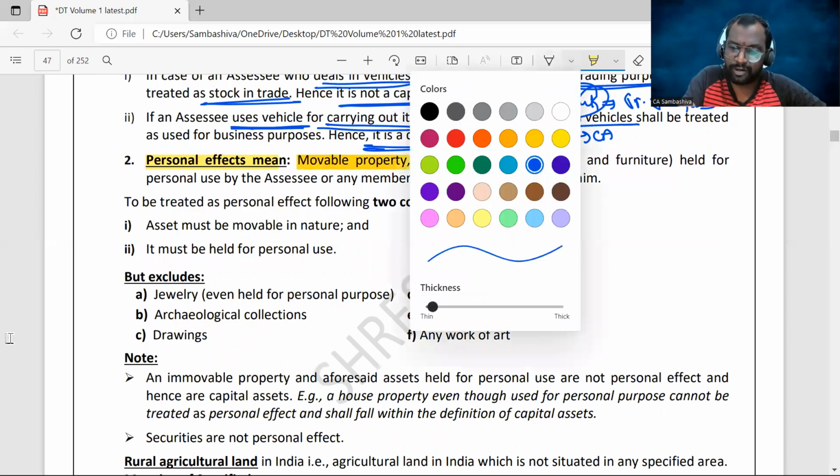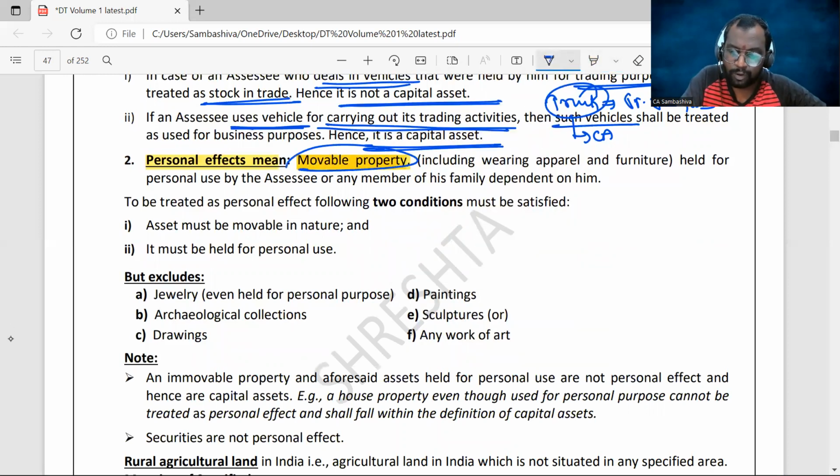So clearly it mentions movable property, and only movable properties come under personal effects. Then what about immovable properties? Immovable properties are out and out capital assets. Whenever you find an immovable property, it's a capital asset. But again, it purely depends upon the nature of your business.